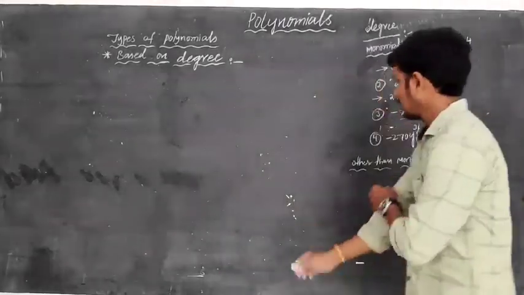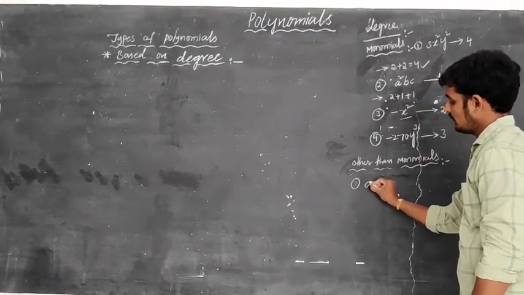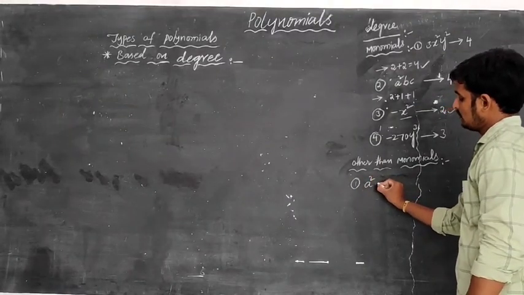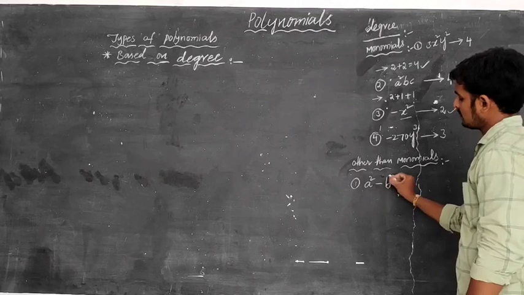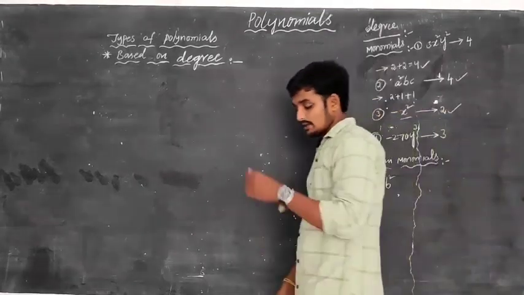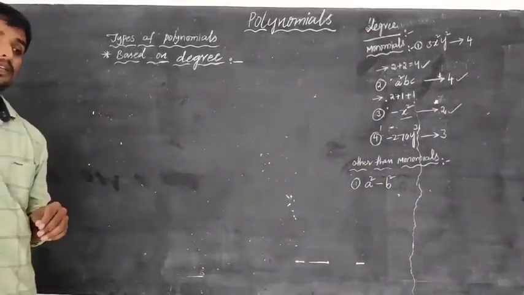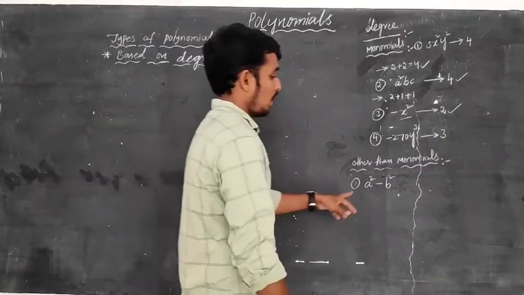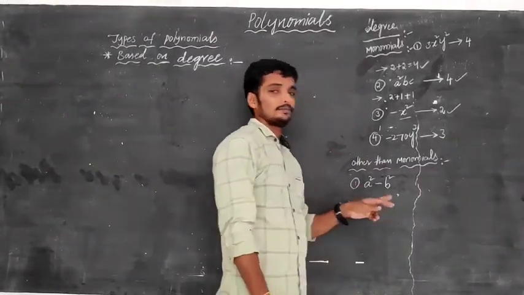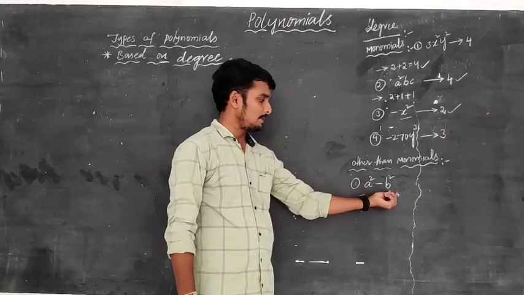For example, I am taking one example. First of all, starting with a binomial: a square minus b square. Observe the polynomial, a square minus b square. Here, how many terms does it have? Yes, absolutely two. A square is one term, b square is one term.